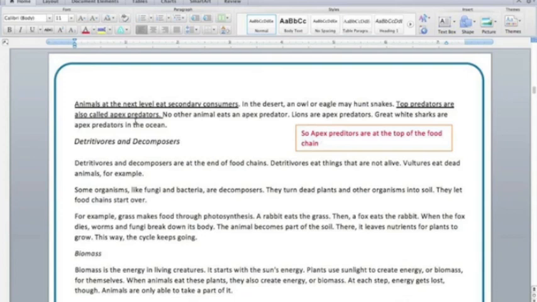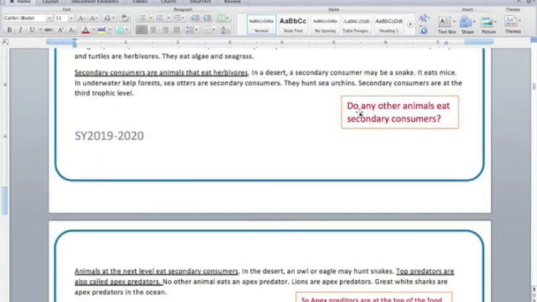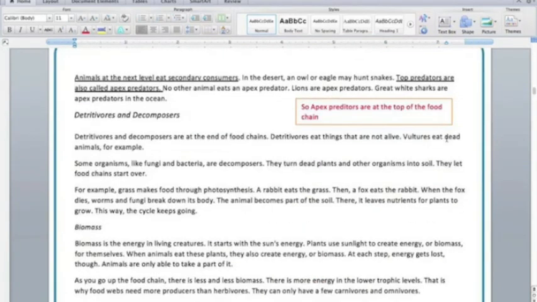What information I've gathered here is that an apex predator is an animal that eats other animals. So again, it is a carnivore, and no other animal eats an apex predator. So I was kind of able to answer my question from the last page, right? Do any other animals eat secondary consumers? I understand now that yes, some animals do eat secondary consumers, and they are called apex predators. An apex predator, no animal eats an apex predator.